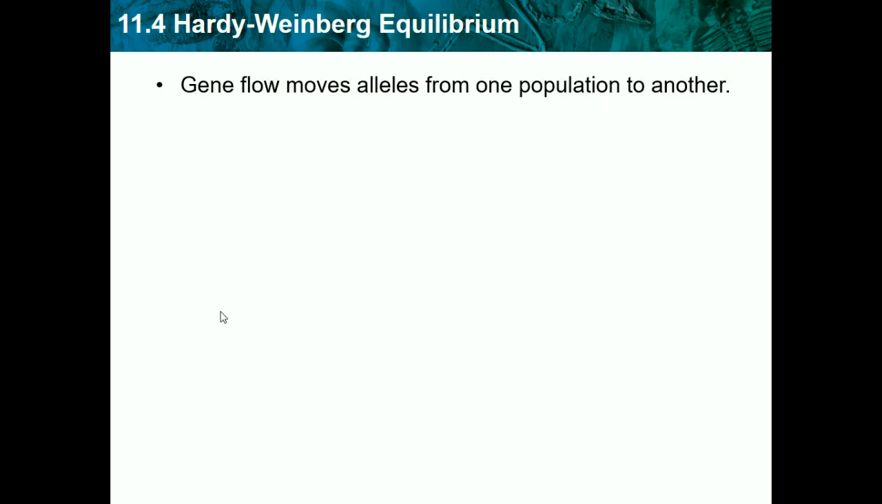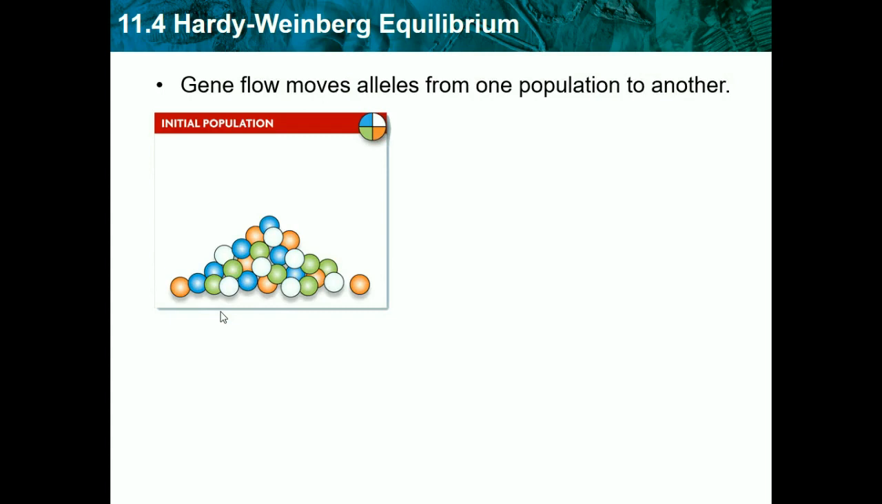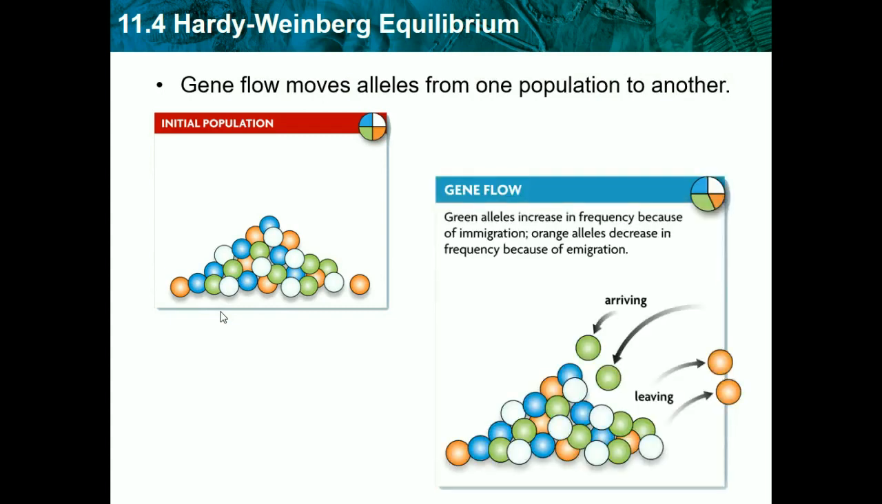Gene flow moves alleles from one population to another, so gene flow is the next thing. Here, same initial population, and now we have 2 green ones that came into our population and 2 orange ones that left our population. So our new distribution becomes like this. We have more green and less orange. So this is gene flow.